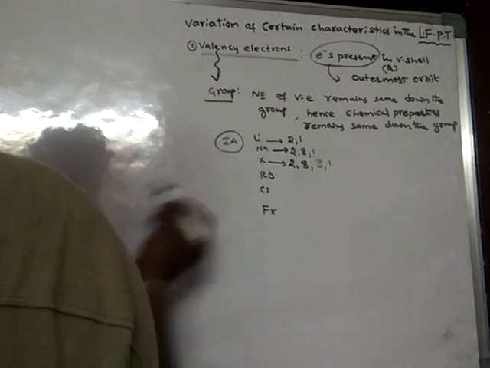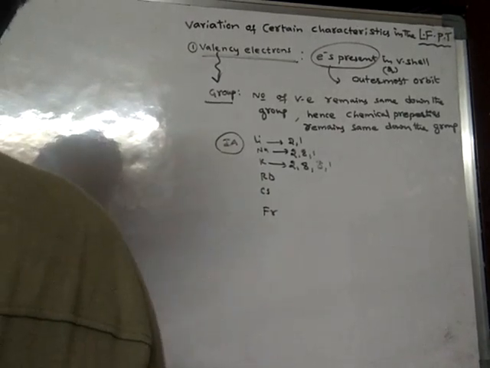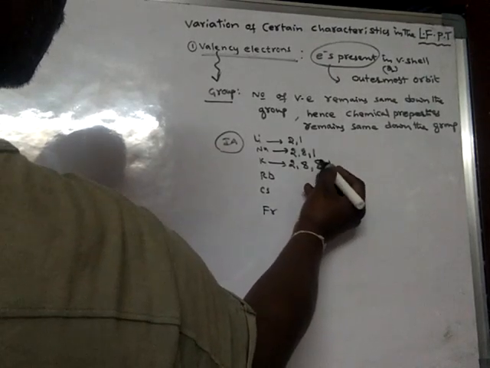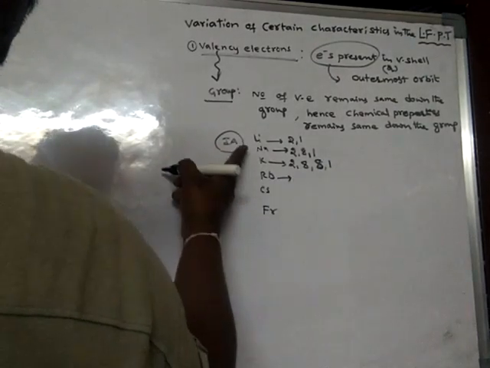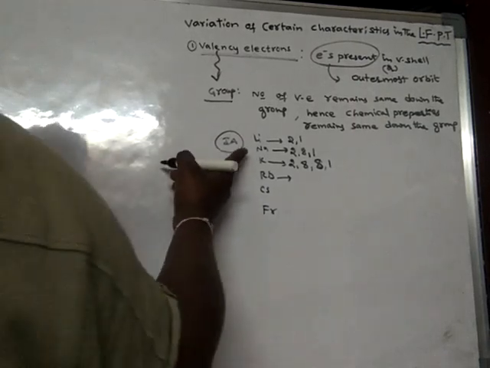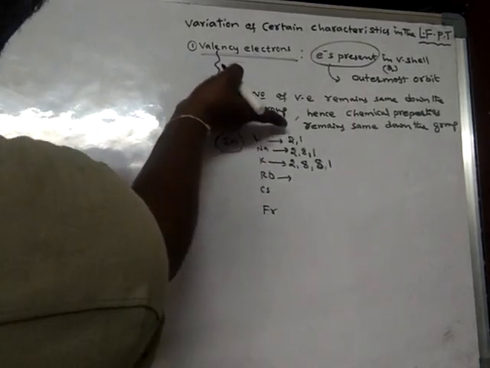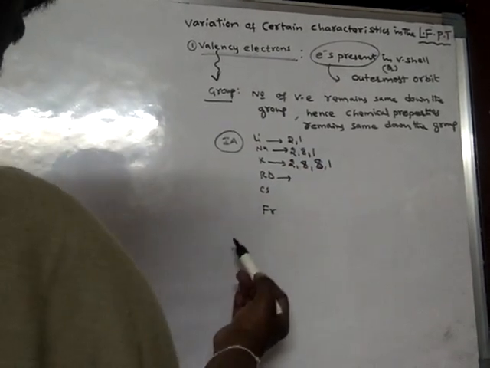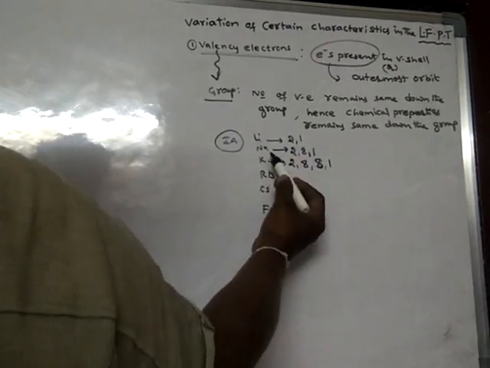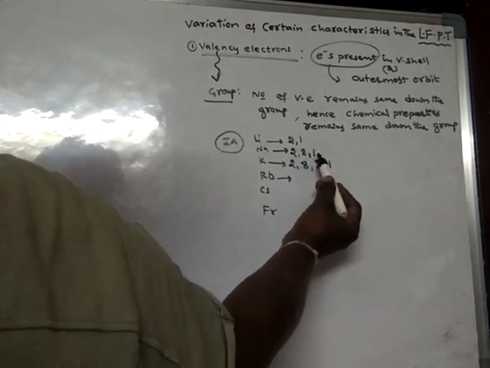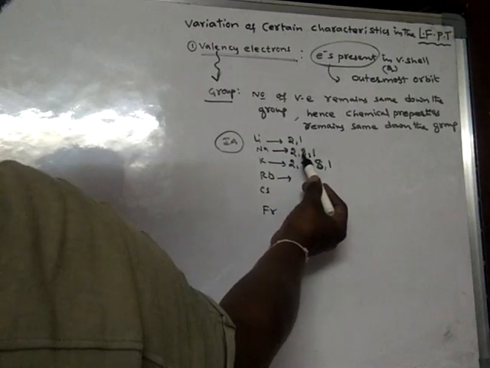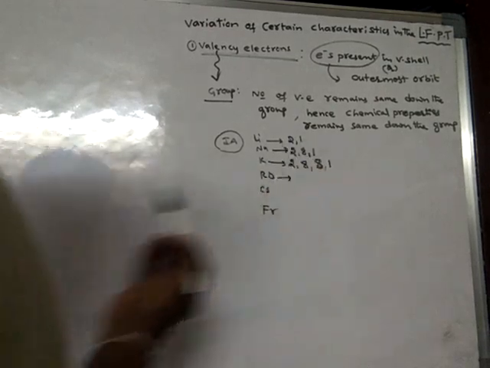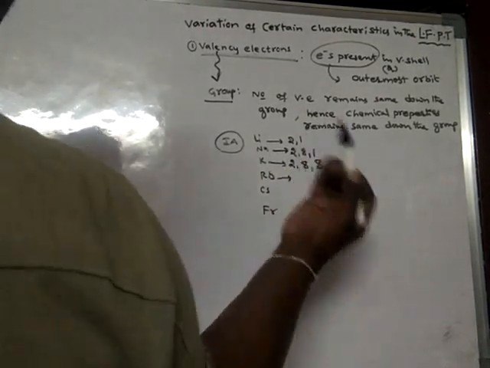For example, take the first A group elements. If you observe the valency, this is lithium, sodium. In lithium, first orbit 2 electrons, the second orbit is the last orbit and it has only 1 electron, 1 valence electron. In sodium, 2, 8, 1: first orbit 2, second orbit 8, third orbit 1, and the third orbit is the last orbit. Hence the valence electrons are only 1.